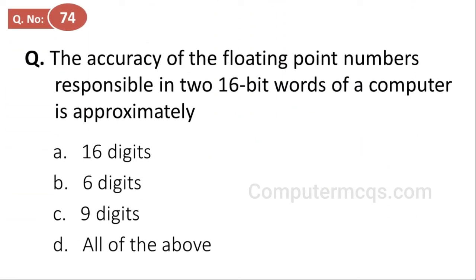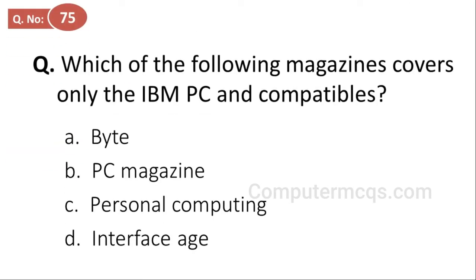The accuracy of the floating point numbers represented in two 16-bit words of a computer is approximately. Options are 16 digit, 6 digit, 9 digit, all of the above. And the correct answer is option B, 6 digit. Which of the following magazines cover only the IBM PC and compatibles? Options are Byte, PC Magazine, Personal Computing, Interface Age. And the correct answer is option B, PC Magazine.